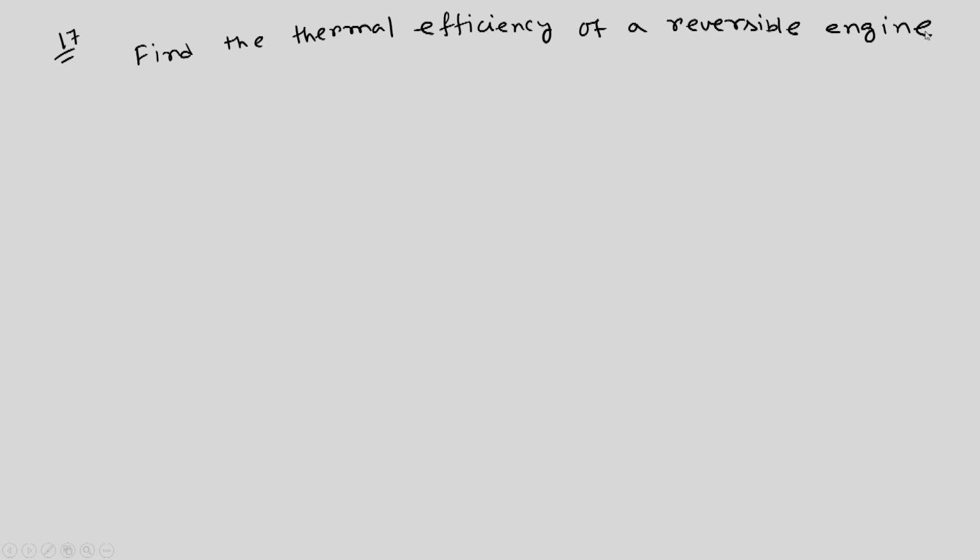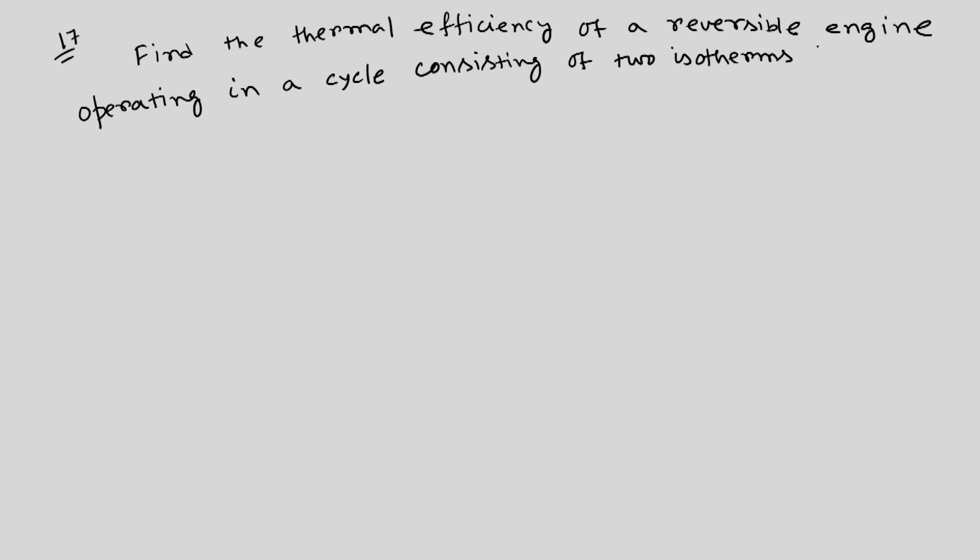Next, problem number 17. Find the thermal efficiency of a reversible engine operating in a cycle consisting of two isotherms and two isobars.